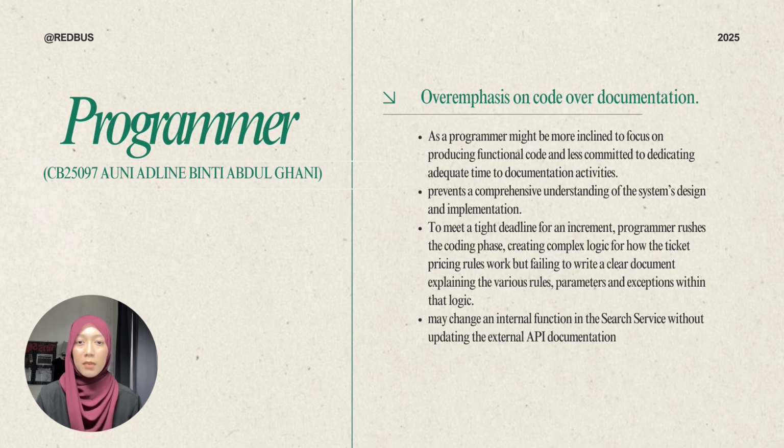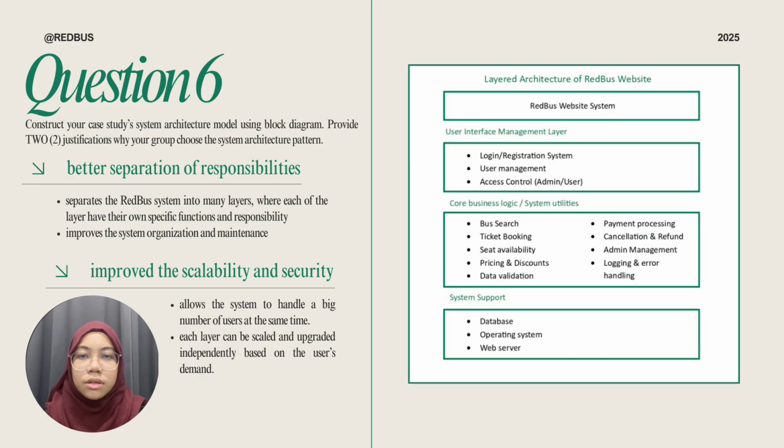Another example of an affected part in the Redbus system is the search service and the bus operator API interface that communicates with thousands of external bus companies. I as a programmer may change an internal function in the search service, such as how dates are formatted, without updating the external API documentation. Then the maintenance team maintaining the bus operator API receives incorrect data from the search service, causing the entire system to fail silently.